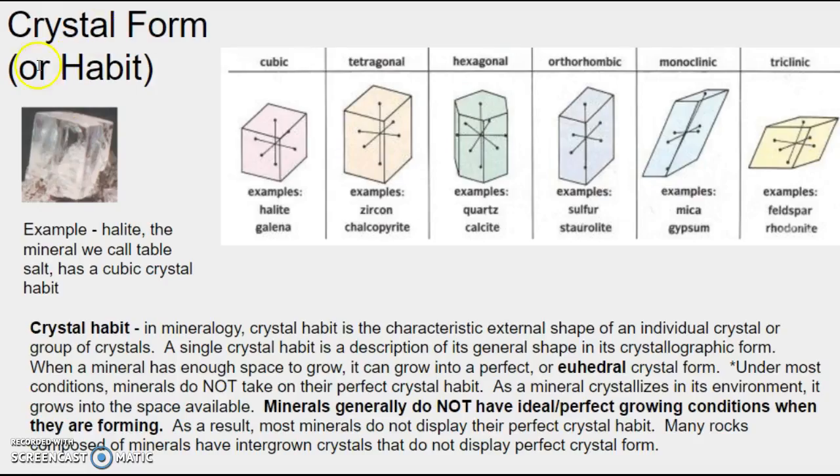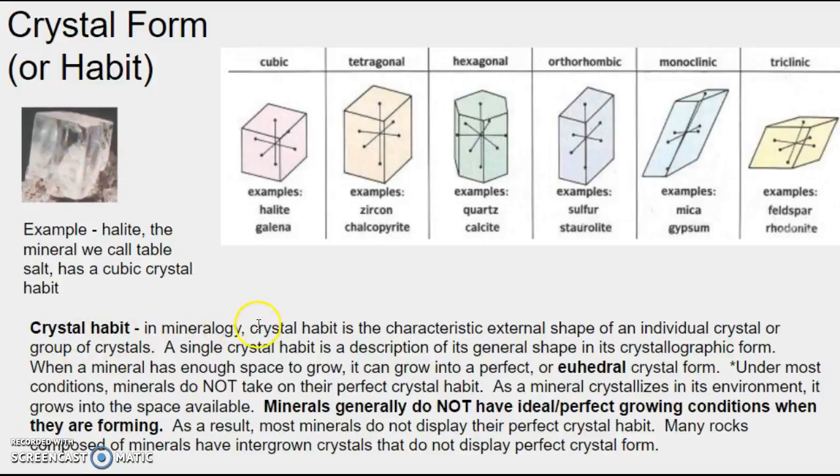So crystal form, or sometimes called crystal habit. Here's an example of halite. The mineral we call table salt has a cubic crystal habit. In this case, it has these very nice, perfectly three-dimensional planes that are of equal sizes. This would be a perfect crystal form, which would be euhedral, would be cubic.